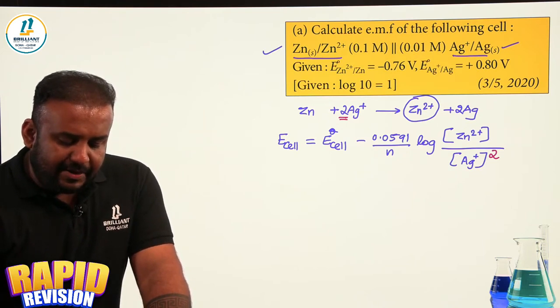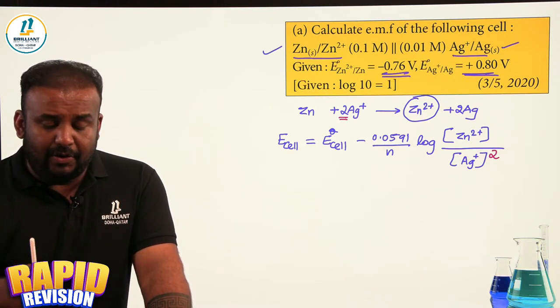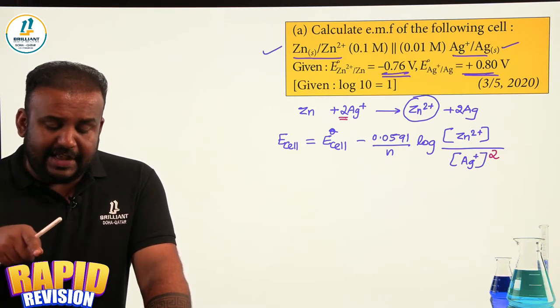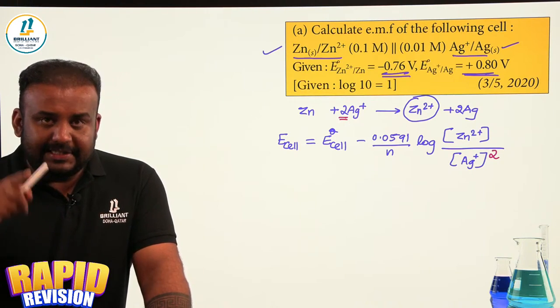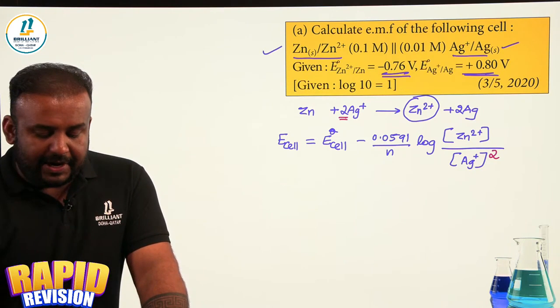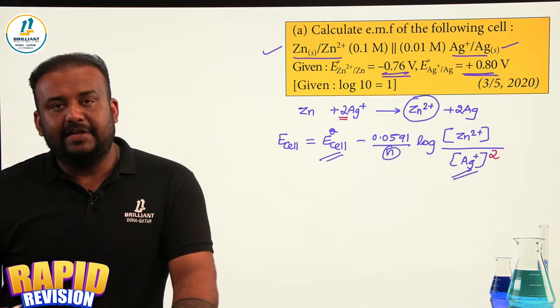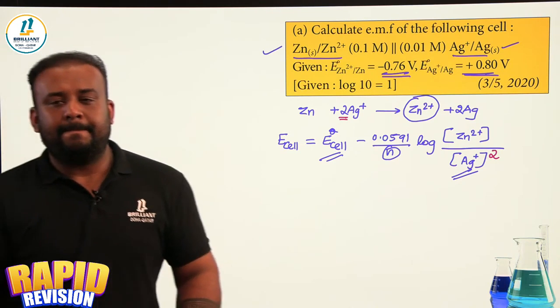Right, then direct calculation: find out what is E0 cell. It's very easy. Everybody knows how to find the cathode and anode. Who is the cathode here? It is silver. Who is the anode here? It is zinc. So E0 cell you can calculate. The n is equal to 2, and directly find the answer. Clear?